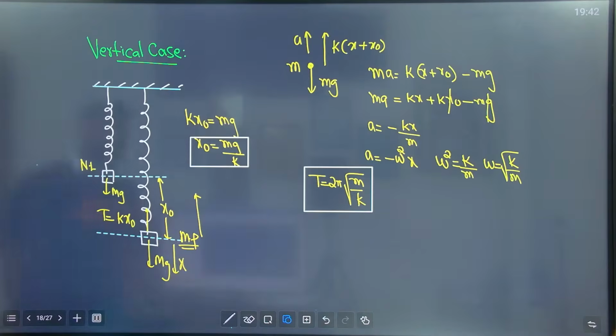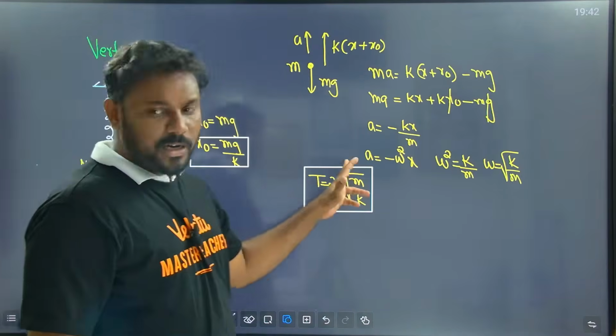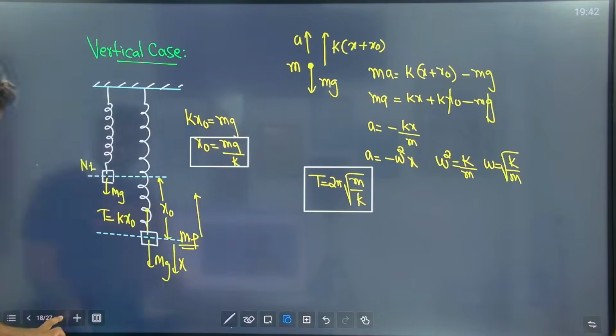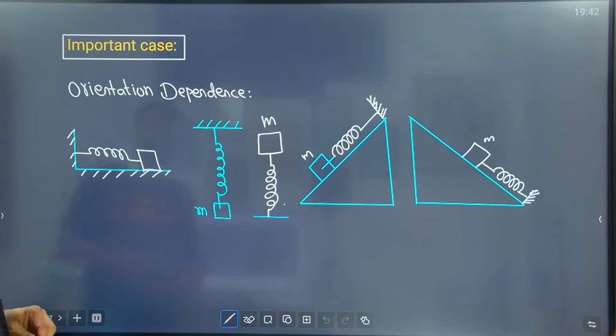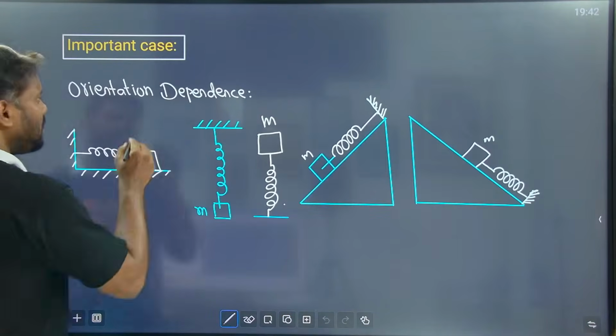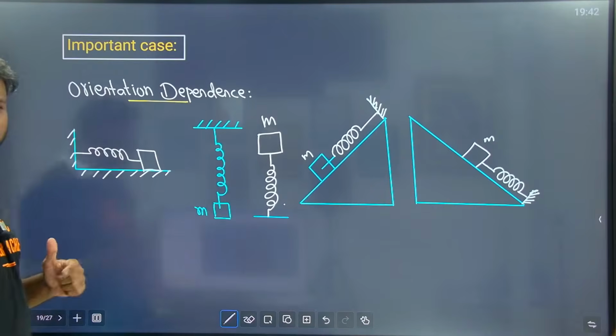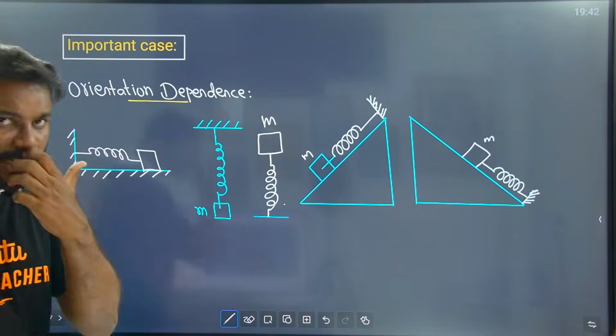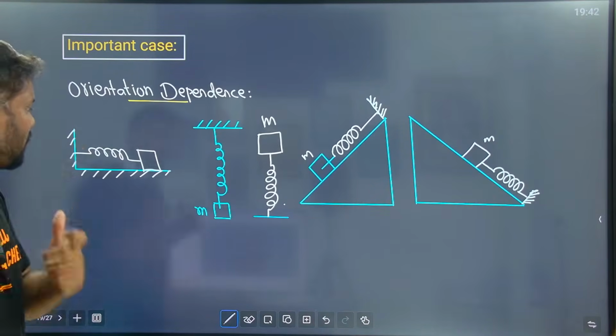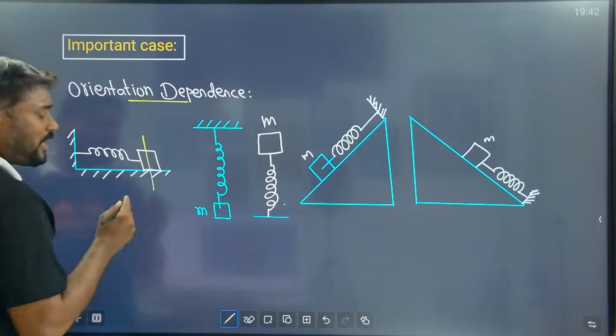Okay, so next problem போலாம். So because time period is independent of g, இதை பேஸ் பண்ணி தான் problem start பண்ண போறோம். We'll start. So the important case, orientation of that, orientation depends because it is independent of acceleration due to gravity. So இப்போ இதோட time period எப்படி calculate பண்ணலாம்? Because it is a orientation depend ஆயிருக்கும்.